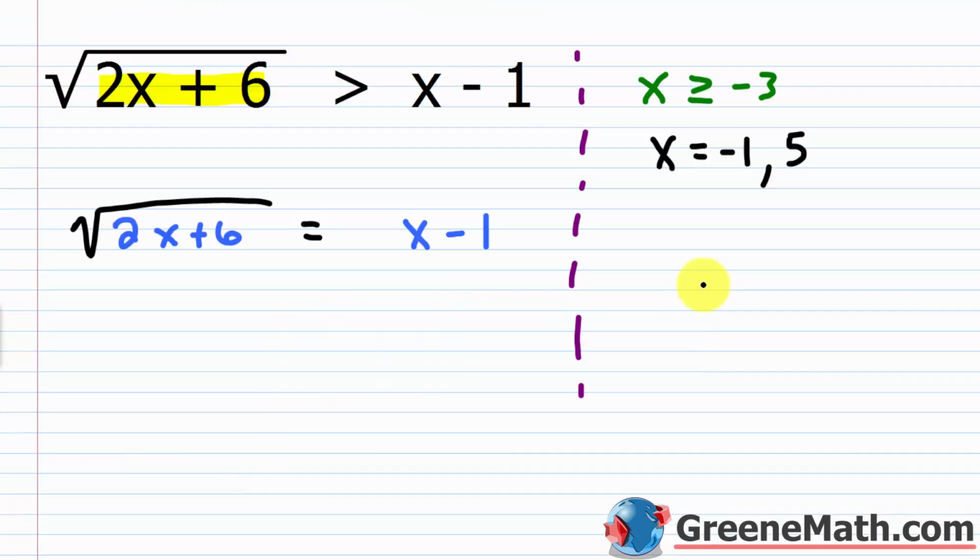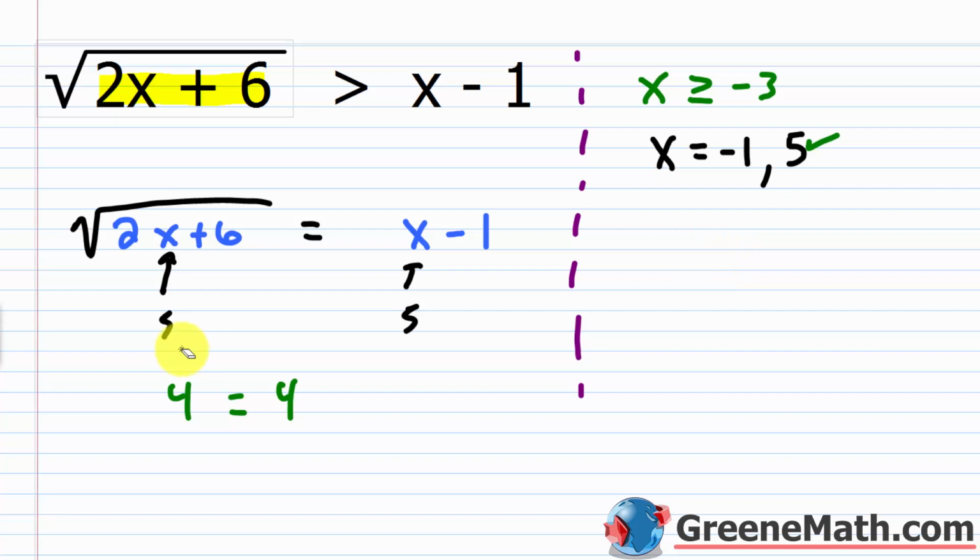All right, so again, we found that the solutions for this equation are x equals negative 1 and 5. If you plug in a 5, you're fine. So if I plugged in a 5 there and also there, I'd be okay. 2 times 5 is 10. 10 plus 6 is 16. The square root of 16 is 4. Over here, 5 minus 1 is 4, so this one is good to go.